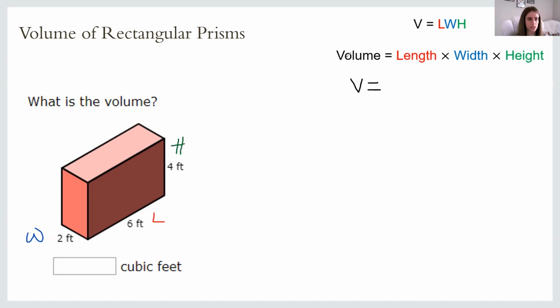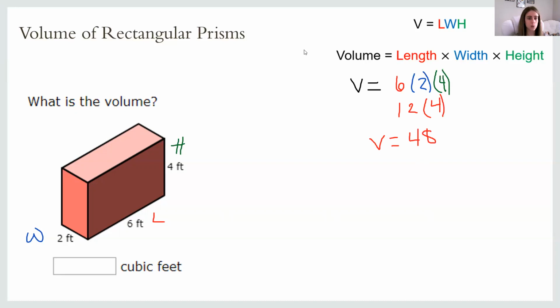So volume is equal to our length of 6 feet, our width of 2, and our height of 4. Now, you remember how a little bit ago I told you when it is pure multiplication, it doesn't matter the order? Let's go ahead and prove that now. First off, let's just solve it by multiplying from left to right. So 6 times 2 would be 12, and then 12 times 4 is 48. So our volume is 48.